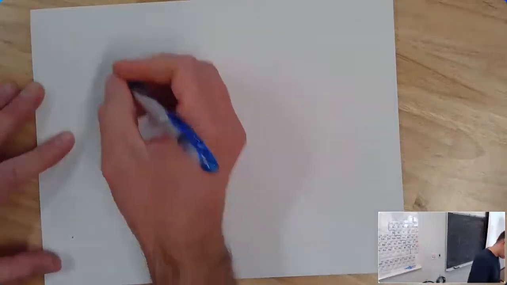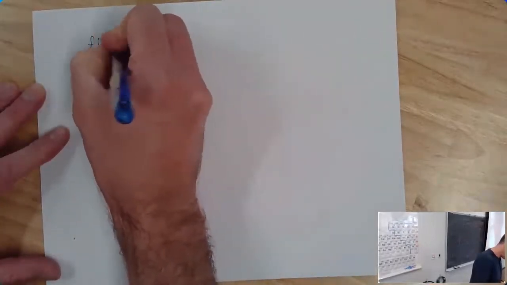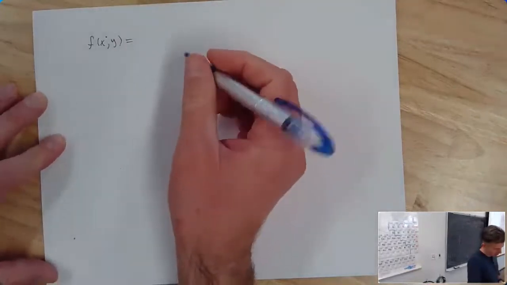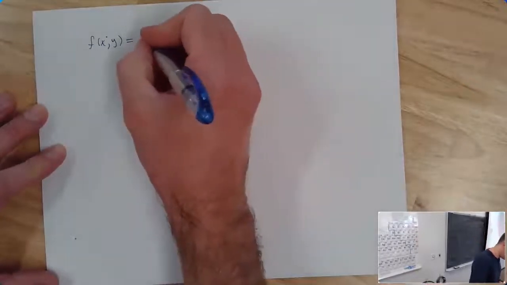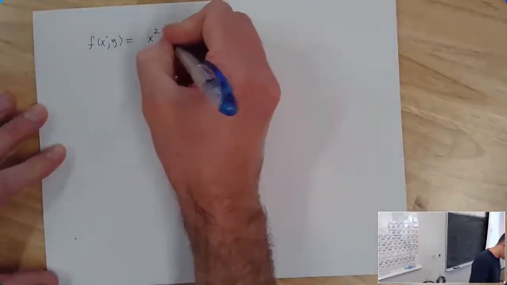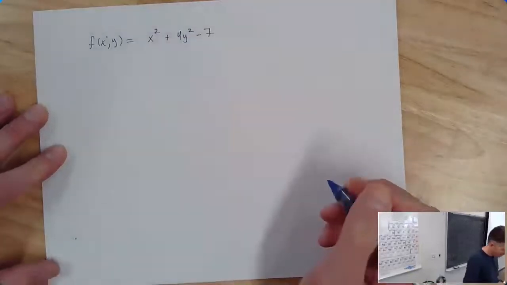Anyway, let's say we had something like the following. Well, let's see. I'm trying to think of, you said he was going to last. I don't want to be too off base here. So let's say we've got the following function: f(x, y) is equal to something a little less terrible, like x squared plus 4y squared minus 7.